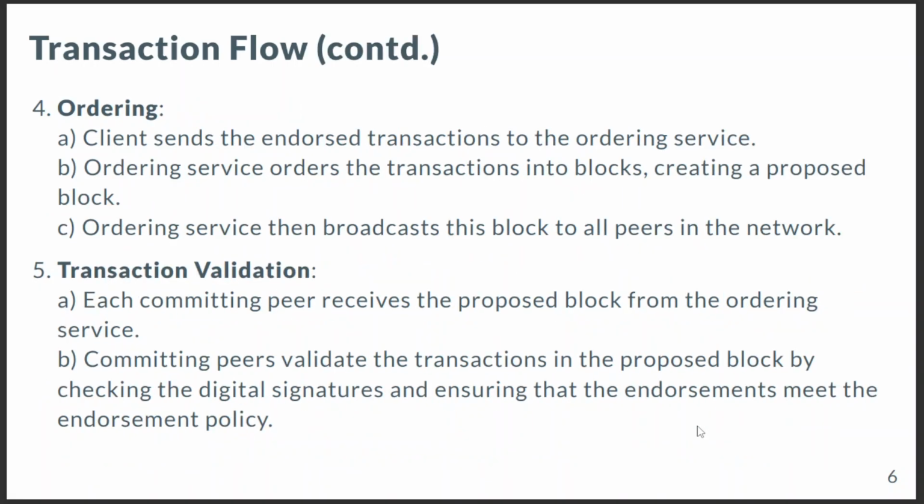Next is the ordering phase. Once the endorsements are sent back to the client, the transactions are sent to the orderer to pack them in blocks. Once those transactions are packed in blocks, the transaction validation happens. The endorsing and committing peers will validate the transactions, the signatures, the endorsements, the certificates, everything, and then it will be committed to the blockchain and distributed to other peers of the blockchain.